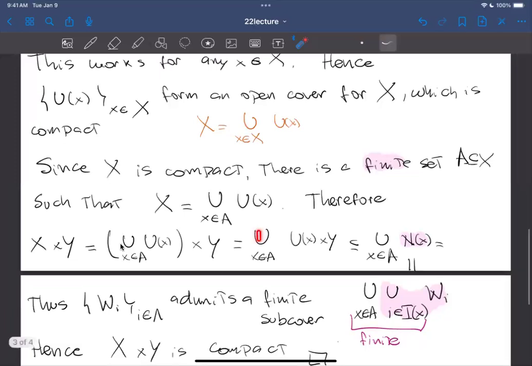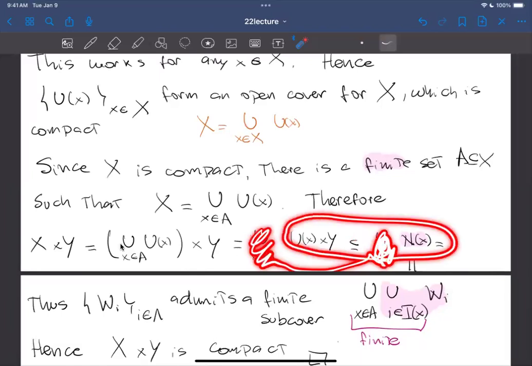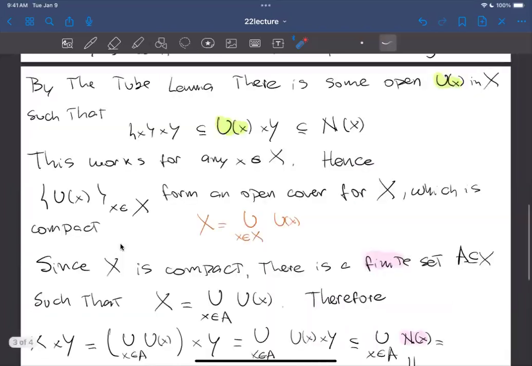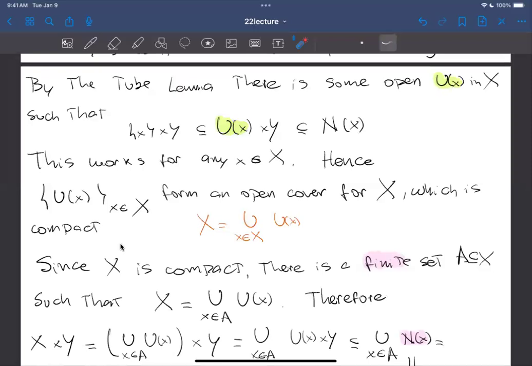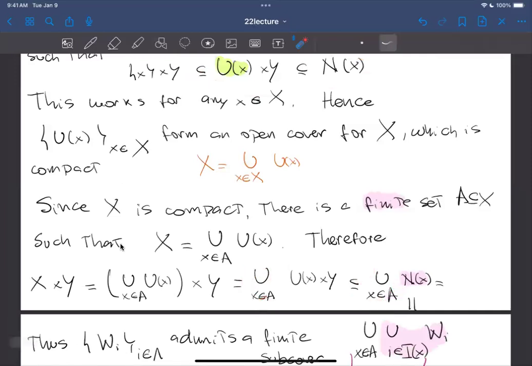If you forget about the union symbols, for each x, this inclusion follows exactly by the tube lemma. That's what the tube lemma is trying to do for us. So for each x, we have that inclusion. Now, if you take the union over A, you still have the same inclusion because each term is a subset of the other. Is that okay? That makes sense.